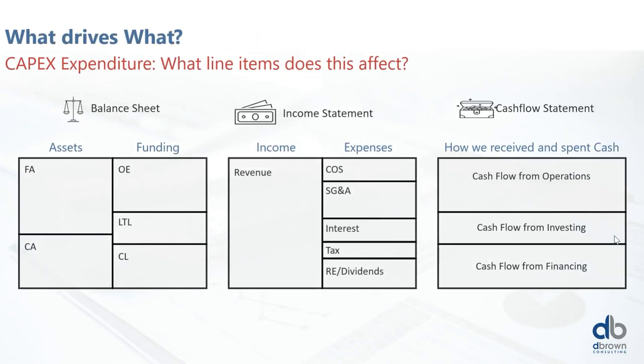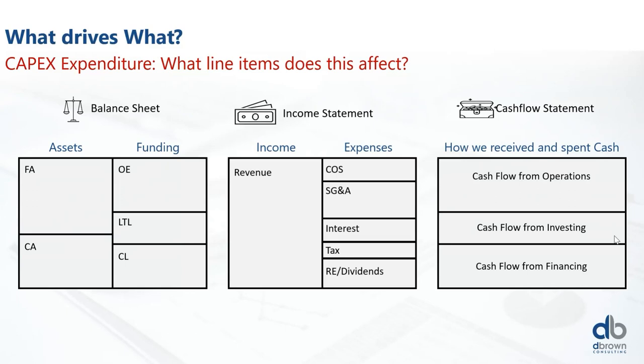If you look at this, I've cleaned it up, a three-statement financial model. Let's do an experiment here. Let's say CapEx, capital expenditure. I want to ask you, what line items in these three statements does CapEx touch? CapEx will touch some line items directly, and then indirectly touch others. But tell me the direct things it touches right now.